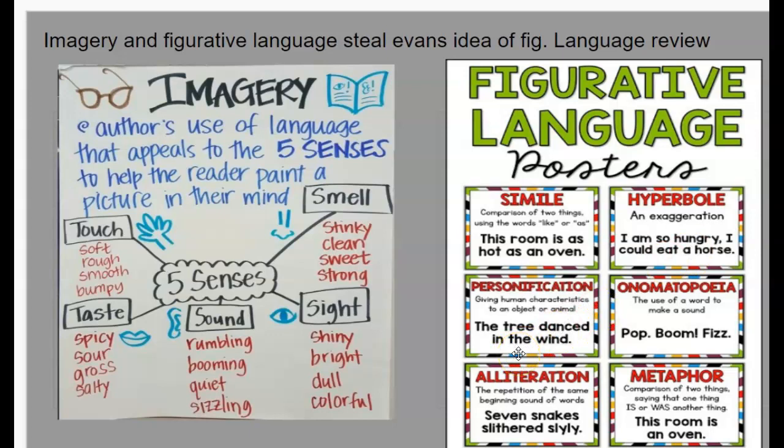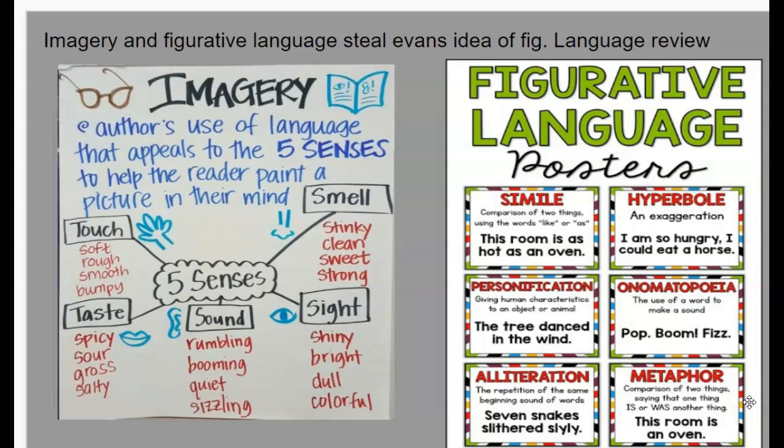Personification is giving non-human things human characteristics, such as the tree danced in the wind. Trees can't dance. Humans can dance, and so therefore they're just trying to show you that the tree was moving, right? And then metaphor is comparing two things, but it doesn't use like or as, such as this room is an oven. They just took the like out.